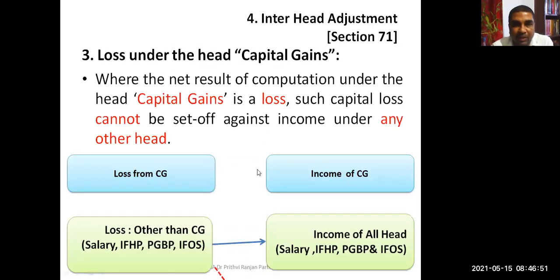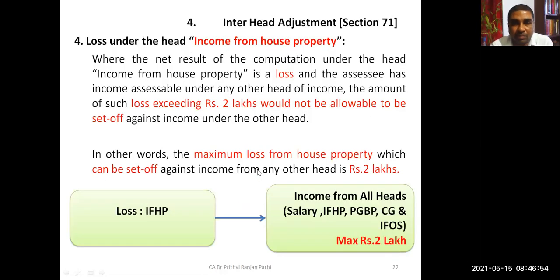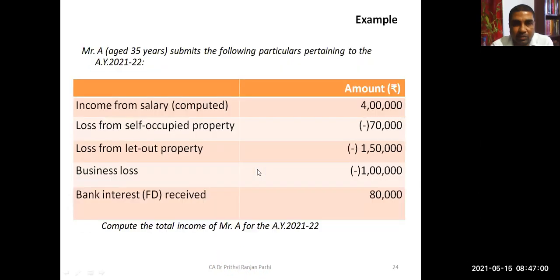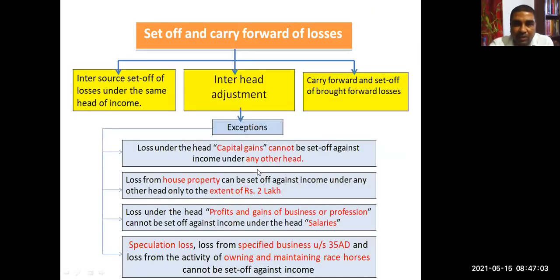Next, I'll take you to the interhead adjustments exceptions. Some problems also were solved. Now, coming to the next part, it is about interhead adjustments. Here also we have seen various exceptions, four kinds of exceptions. One is loss under the head capital gain. We know that loss cannot be set off against income from any other head. The loss from house property can be set off only to the extent of 2 lakh rupees. We know that thing also.